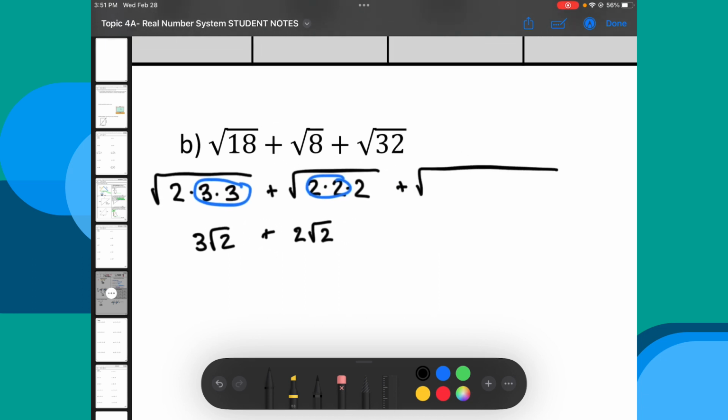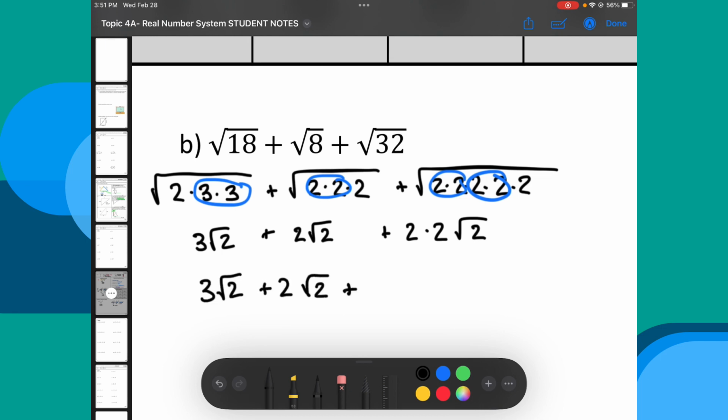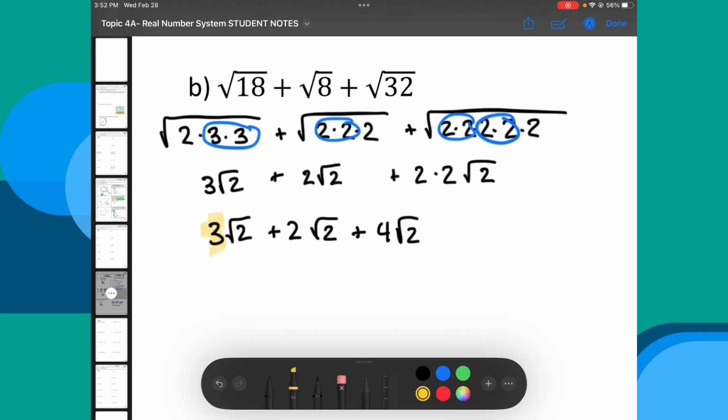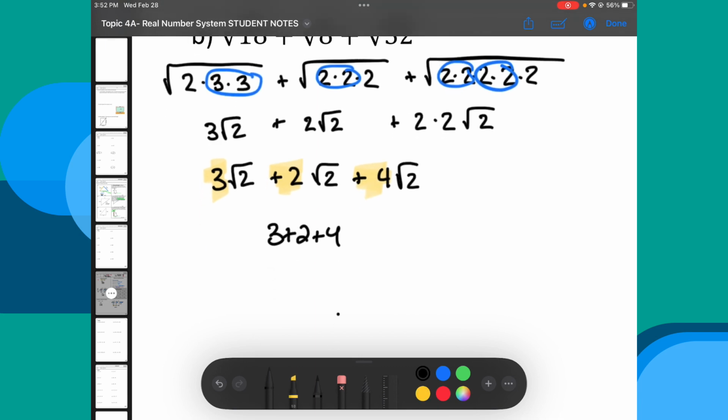Lastly, we make our factor tree for 32. When you make a factor tree for 32, it's 5 2's. So we actually have 2 pairs of 2's. So we get a 2 and a 2 and 1 underneath. 2 times 2 is 4. So we have 3 plus 2 plus 4. 3 plus 2 plus 4, that gives us 9, and the square root of 2 tags along.